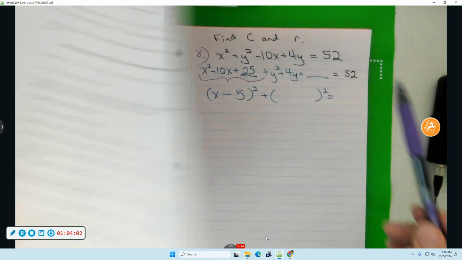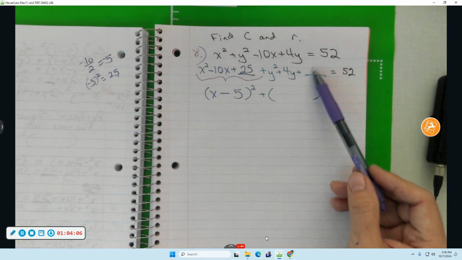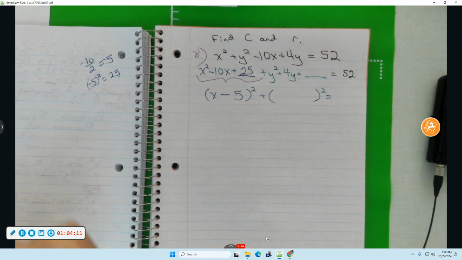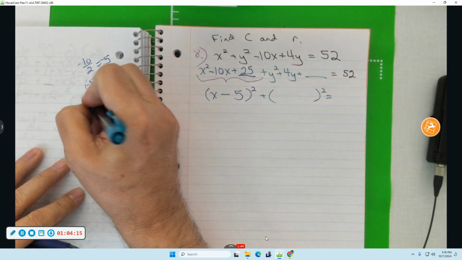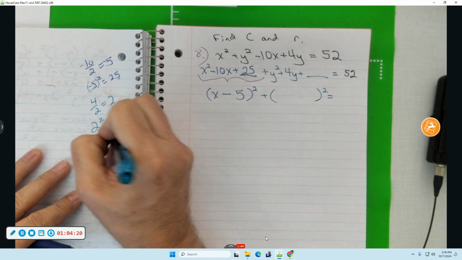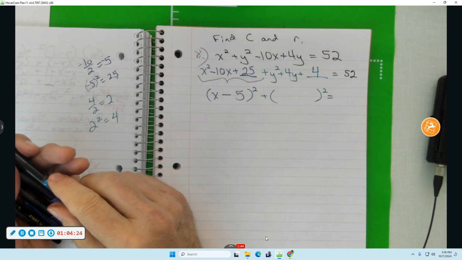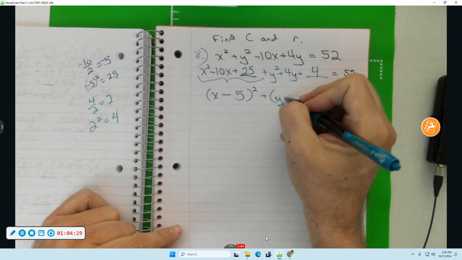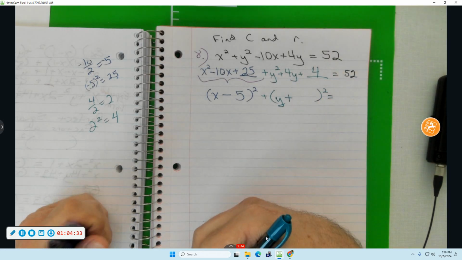Step number 5 says to repeat this process for the y's. So what's going to go in that y blank? Okay, you take that coefficient of y. Half of 4 is 2. 2 squared, you're right, is 4. So we put a 4 there. And this is going to factor as y plus variable sign. What number is going to go here?